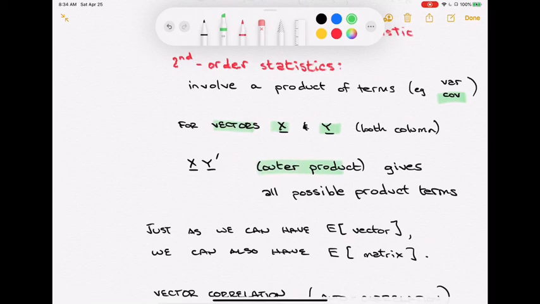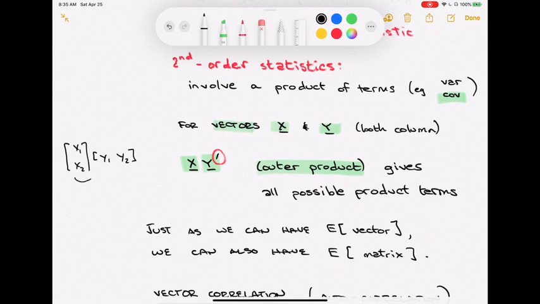Well, an outer product does that exactly. An outer product gives all possible product terms, and we can get an outer product by taking a column vector and multiplying it by a row vector. It's a very quick example. Suppose that x was x1, x2, and y was something similar, y1, y2. I'm going to leave x as a column vector, and I'm going to make y a row vector by that little transpose operation, and I'm interested in this product.